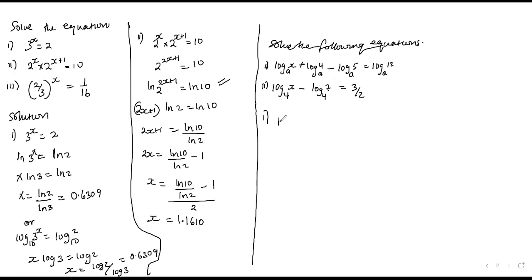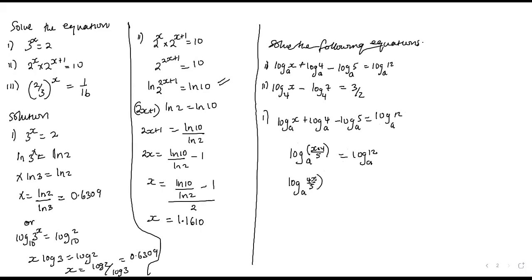Okay. We have log to base A of x plus log to base A of 4 minus log to base A of 5 is equal to log to base A of 12. The question wants us to find x. So if these are the same bases, combine them. Log to base A of x times 4 divided by 5 is equal to log to base A of 12. This will give us log to base A of 4x out of 5 is equal to log to base A of 12. If one logarithm is equal to another logarithm of the same base, then it means the numbers are also the same.